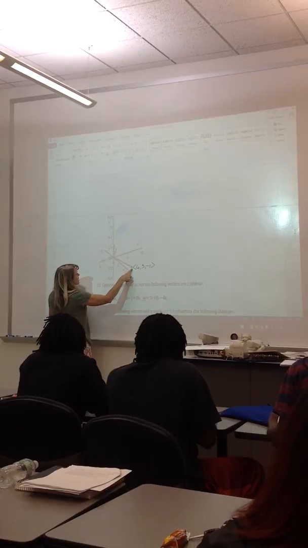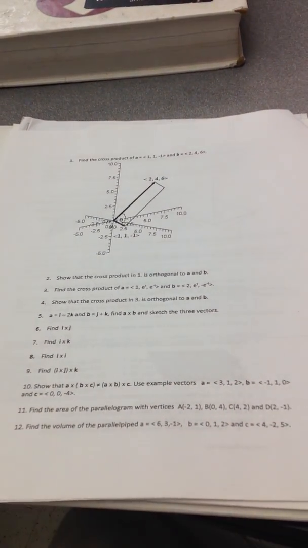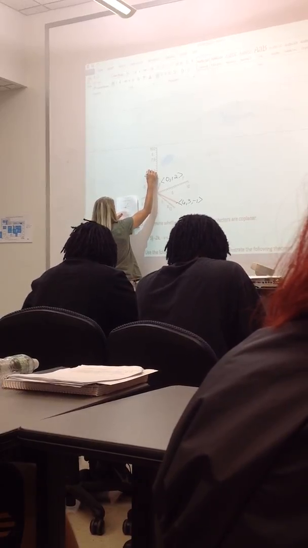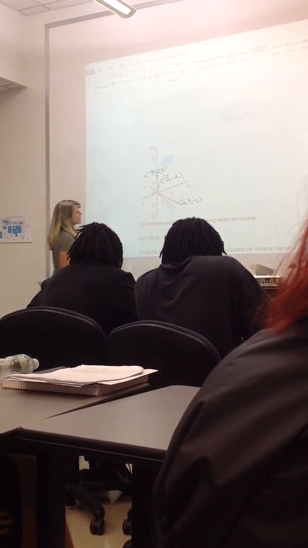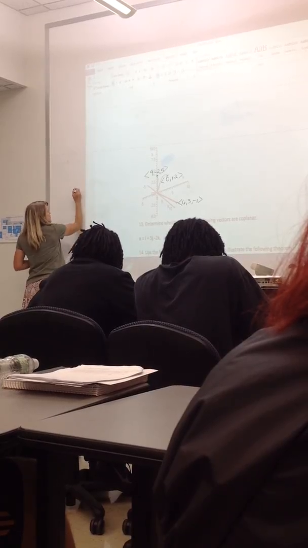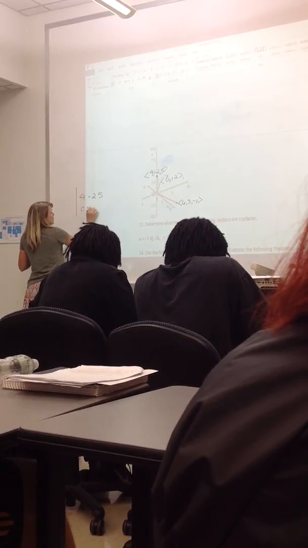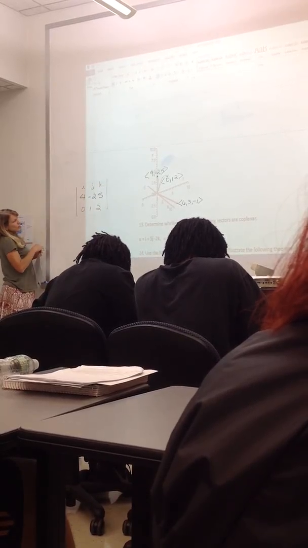So this vector is 6, 3, -1. This vector is 0, 1, 2. And this vector, the green one, is 4, -2, 5. Since it's a scalar triple, just pick 2 of them and cross them. I'm going to cross the 4, -2, 5 with the 0, 1, 2. So we're going to find the cross product of the 2 shorter vectors.